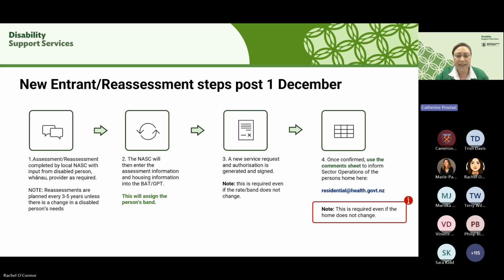A new service request and authorisation is generated and signed. Note this is required even if the rate or band does not change. Once confirmed, you will use your comment sheet to inform sector operations, who is the team in Health New Zealand that operate and develop our contracts and make our payments, of the person's home here and residential at health.govt.nz. So please do not forget to use the comment sheet. It's very important. This is required even if the home does not change.